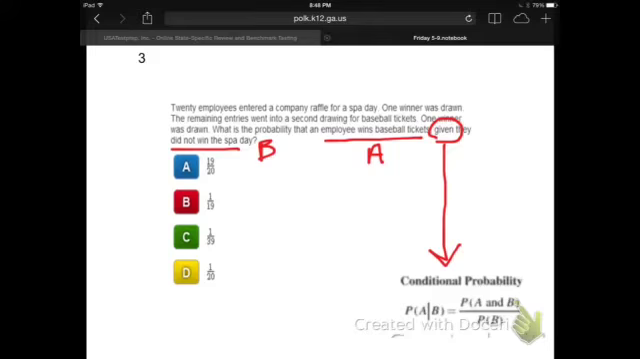So, how many people can win baseball tickets and not win the spa day? Only one person can win, so that would be 1. And then B, the probability of B, how many people did not win the spa day? That would give me 19. So the correct answer is B.